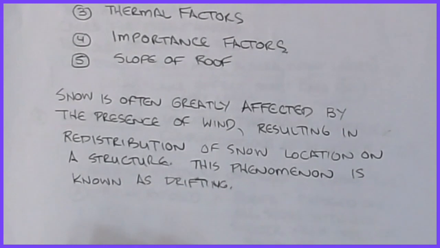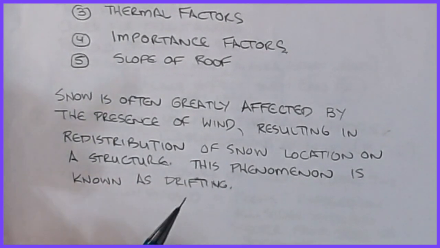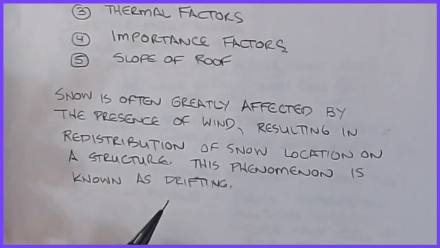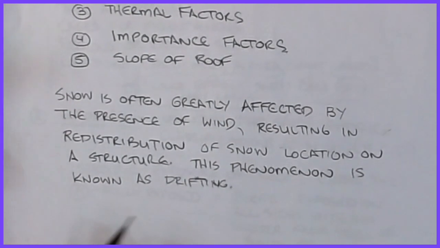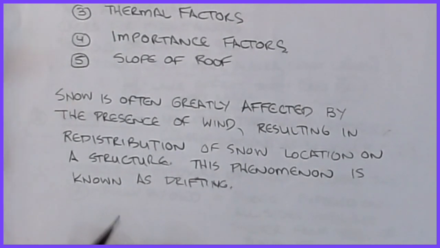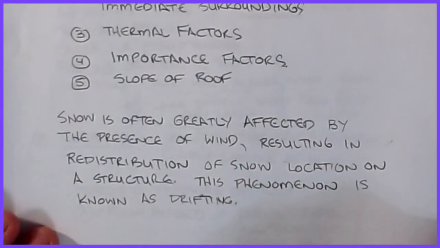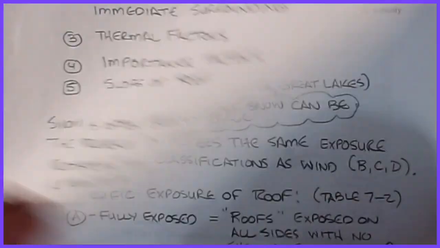Okay, now snow is often greatly affected by the presence of wind, which results in redistribution of snow location on a structure. When the wind moves snow around, we get an effect known as drifting. Now in this class, we're not going to focus a whole lot on the drifting phenomenon. We'll add a video for that later. We're going to basically be calculating what we call the flat roof snow load, or the non-drifted snow load, just to get a sense of how all these factors work. But at a later time, we'll add in a drifting video for sure. All right, so let's start with the first category.